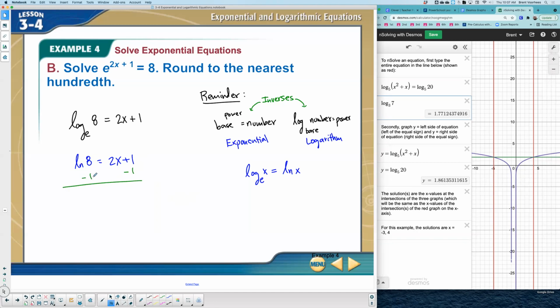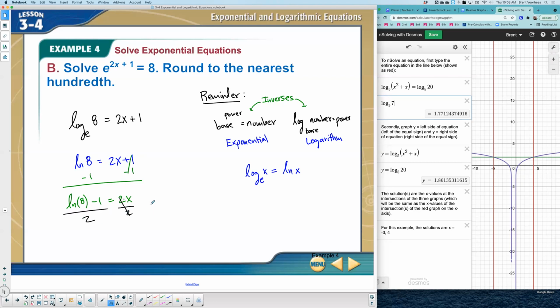Now that's a natural log of 8, not just a normal 8, so I cannot subtract those two. To make that clear, I'm going to write natural log with parentheses around 8. So you can see that those are not like terms. Minus 1 equals 2x. And then finally, that 2 is multiplying with x, so I will divide. And division works like multiplication. You need to distribute that through.